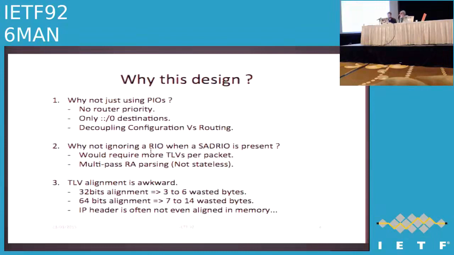And finally, TLV alignment in the source address dependent routing information option is a little bit awkward. I completely agree. The problem is that if you want to put two prefixes with variable lengths, you will mess up the alignment, or you will waste bytes.